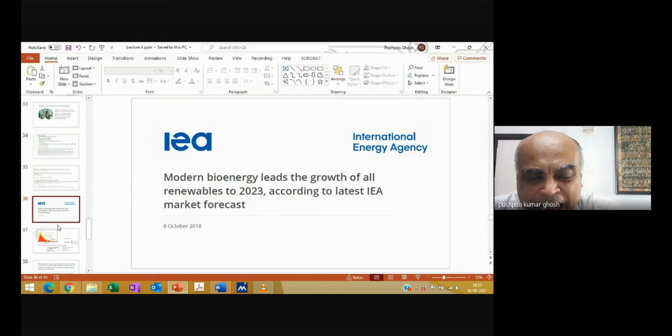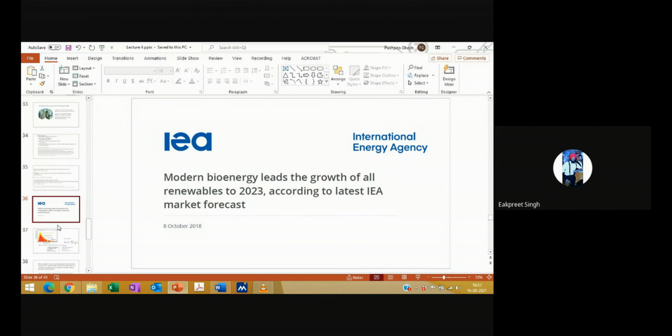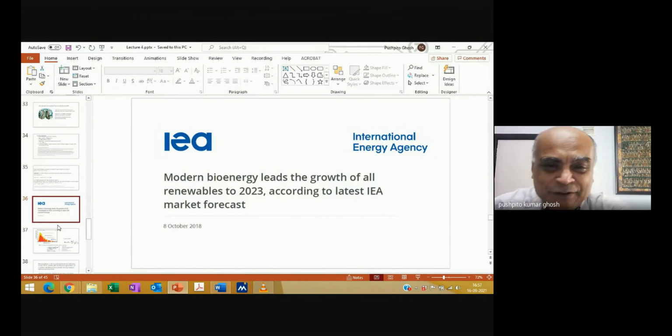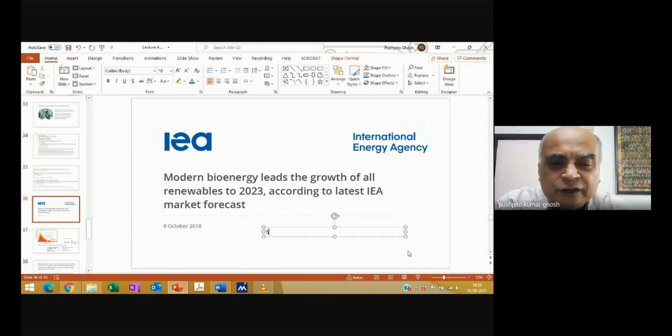And photosynthesis requires what? Sunlight and carbon dioxide. Yes, sunlight and carbon dioxide. Of course, it requires also water.